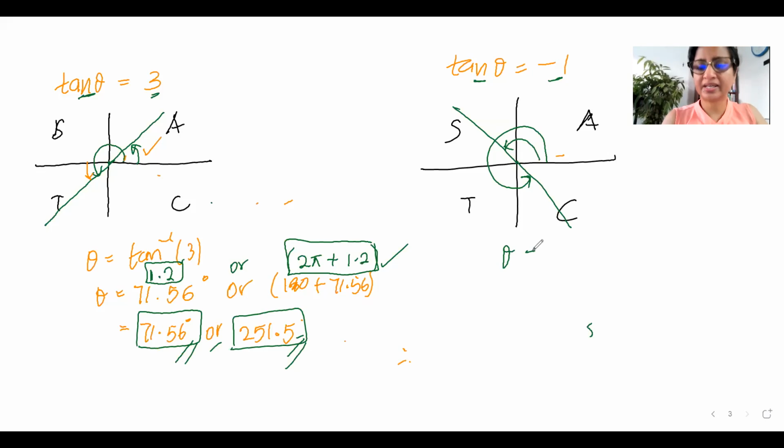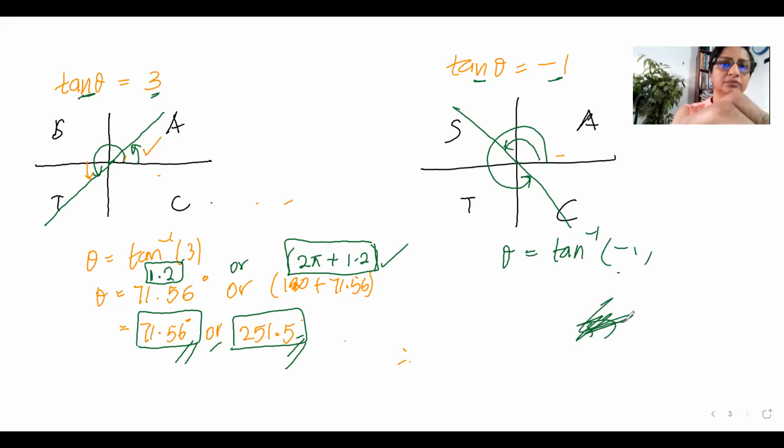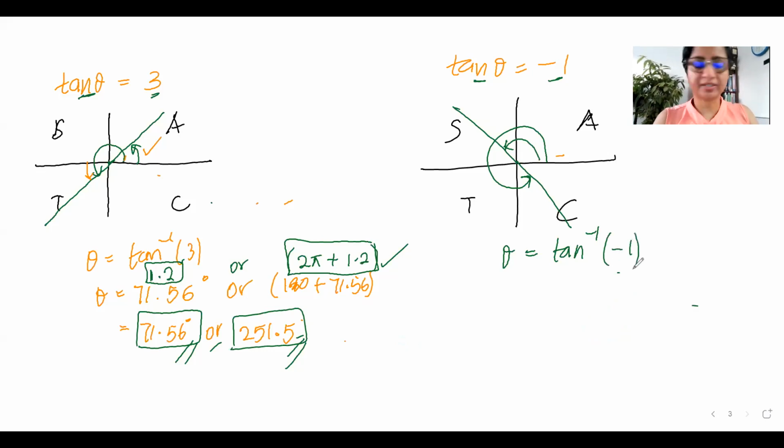Theta equals tan inverse of -1. Sorry. Tan inverse of -1. If I do it directly in radians now, I'm in radian mode. I press tan inverse of -1, and when I do equals, this equals negative 0.78. This is radians. Okay.